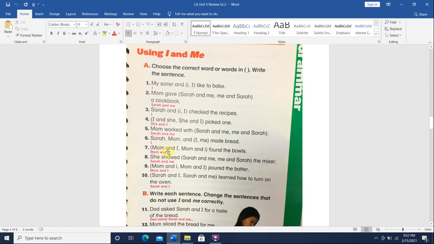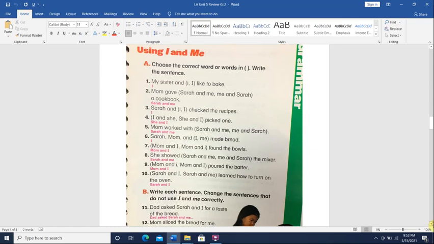Okay, here: Mom and I, with a capital letter, found the bowls. She showed Sarah and me, or me and Sarah, the mixer. She showed Sarah and me. Always mention the other person first. Mom and I poured the batter. Mom and I with a capital I. Sarah and I, or Sarah and me, learned how to turn on the oven? So Sarah and I learned how to turn on the oven, not Sarah and me. Sarah and I, because it's before the verb.